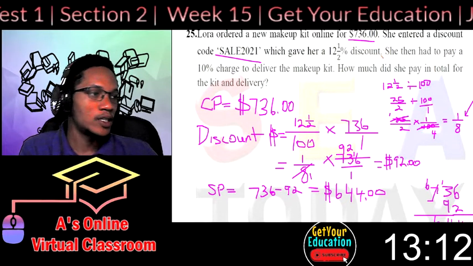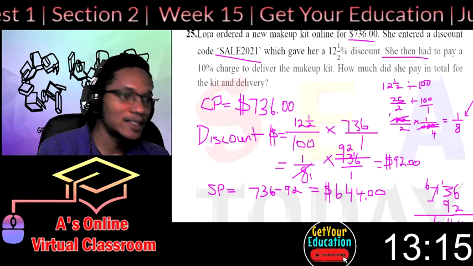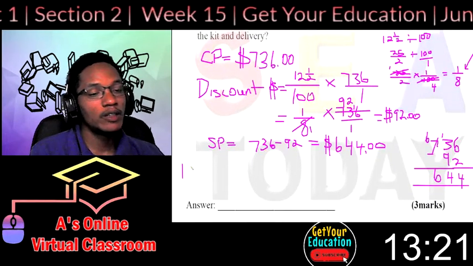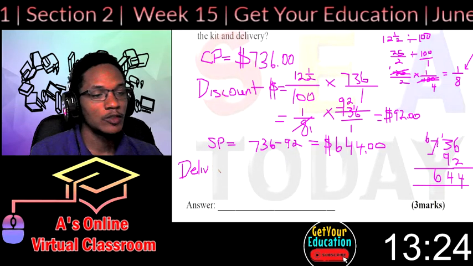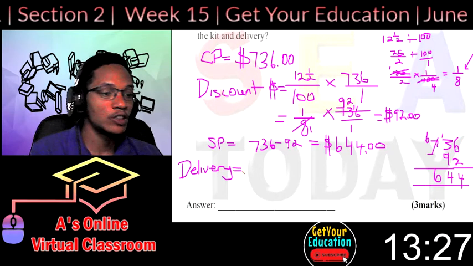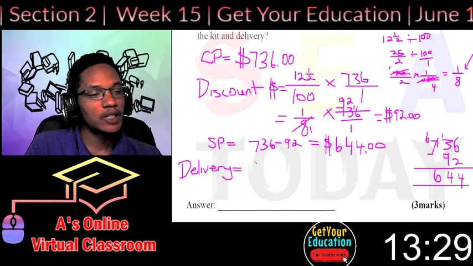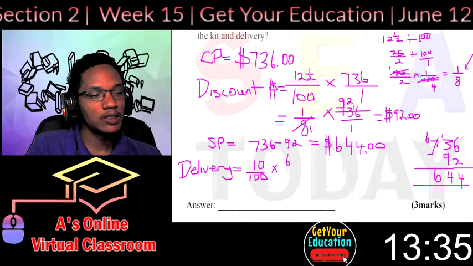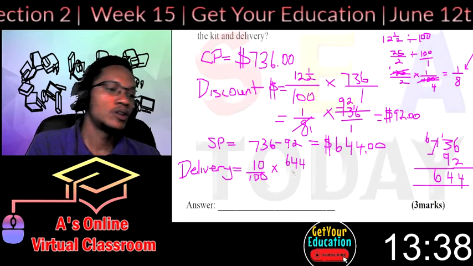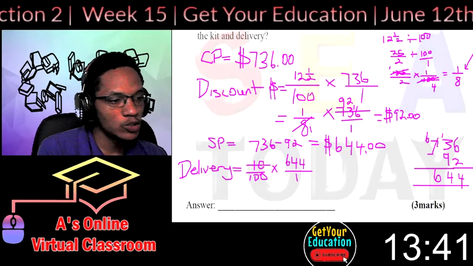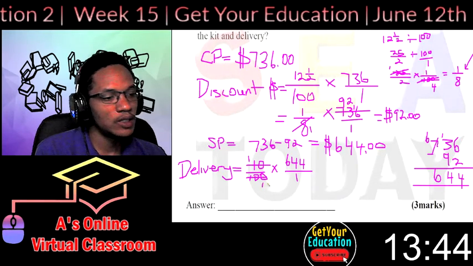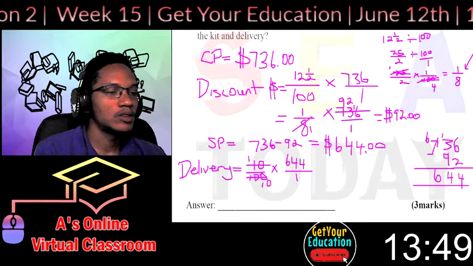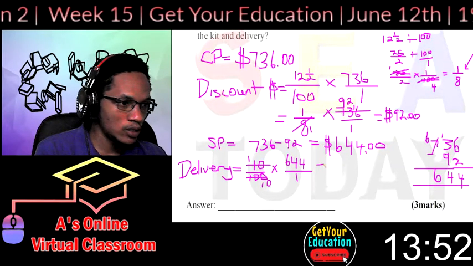After she got the discount, they said she then had to pay a 10% charge to deliver the makeup kit. So now we have to calculate delivery. After the discount, she had to pay $644. So 10% will be 10 over 100 multiplied by 644 over 1. We could reduce this using 10. 10 into 10, 1. 10 into 100 is 10.